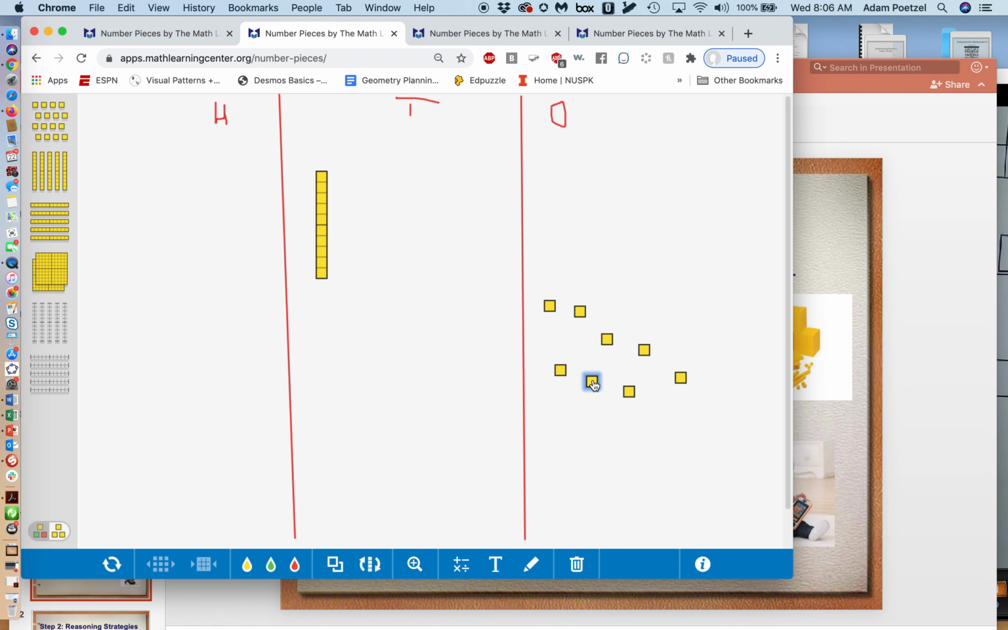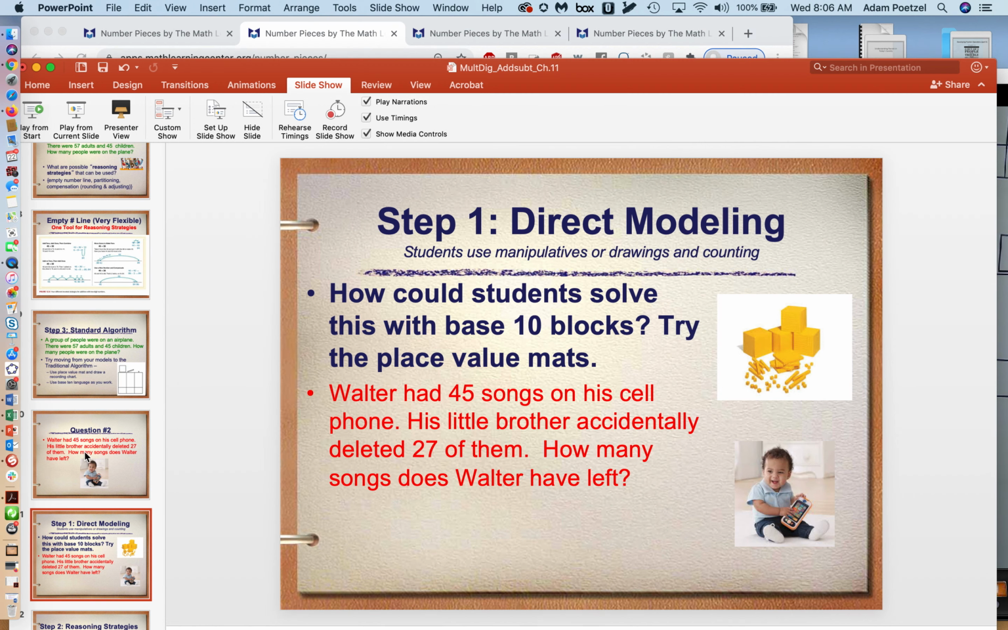And so again, direct modeling with subtraction is to start with the initial amount and then work to do trades to remove that which is being deleted. So that is, again, one way of looking at direct modeling there.